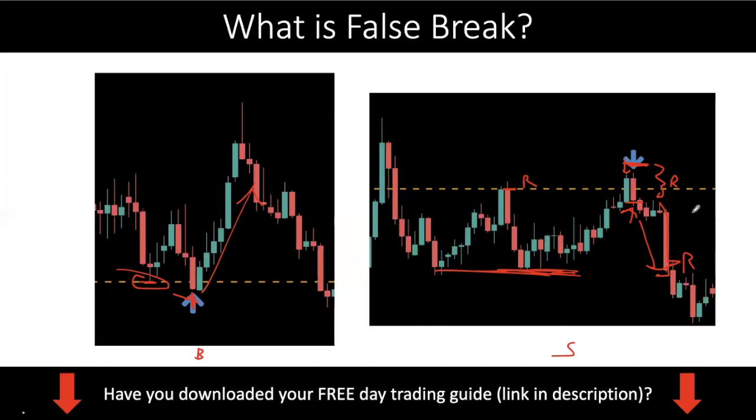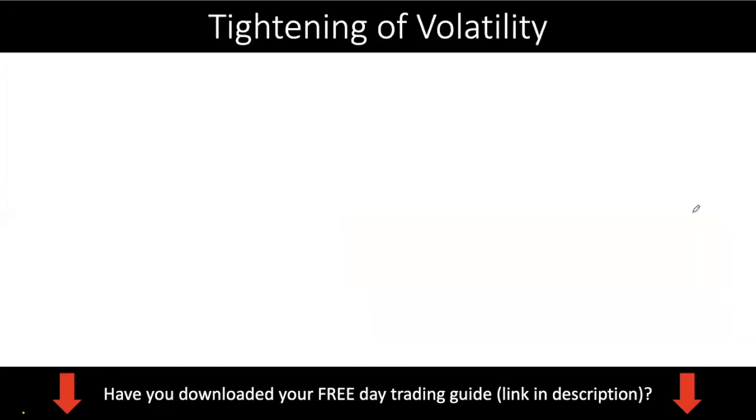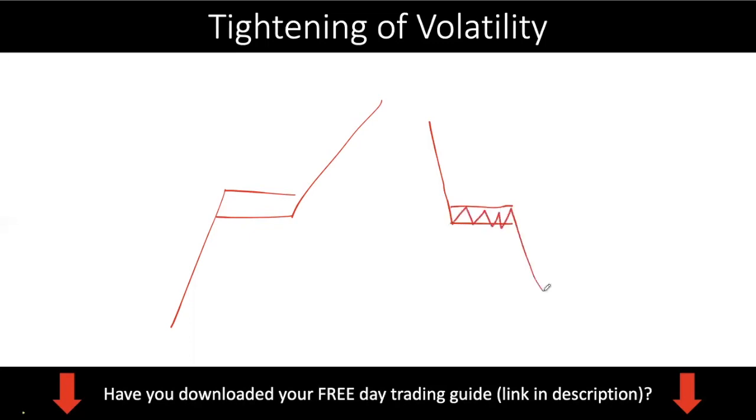Okay. Now, the last one is what I call the tightening of volatility. So let me just show you how it looks like. Just draw it out for you first. So what you have is an expansion, meaning that price is moving really fast. And after that, it starts consolidating in a tight range before it goes back up. So the opposite is also true. You have a price expansion down, and then price starts consolidating in a tight range, could be something like that, and then it starts breaking down.